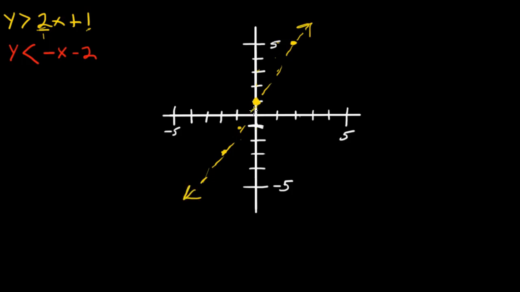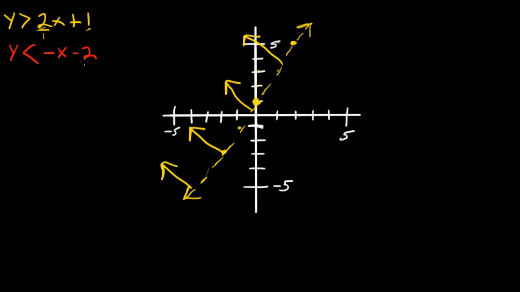Get the idea. And then we want to look at the shading, and since this is y is greater than, we know that the shading is going to go this way. So I just indicate it like this. My shading's going to go like this. It's going to shade above the line. Let's graph the red line. Remember, the overlap of the two is going to be our solution set.